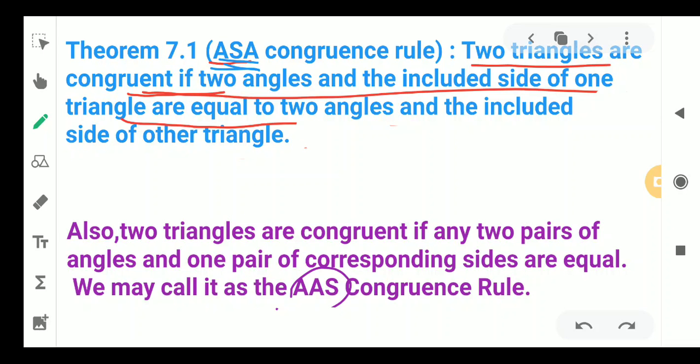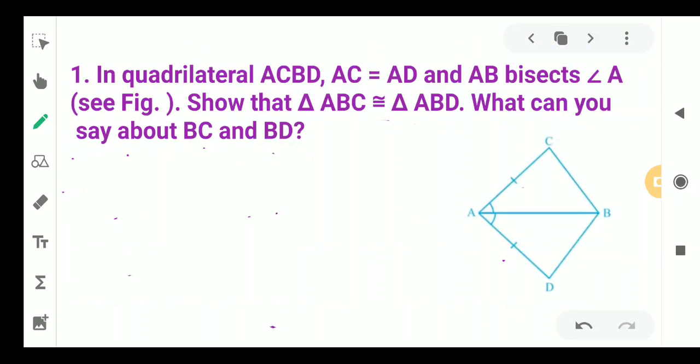Now, using these criteria, let me discuss some of the questions. First question is, in quadrilateral ACBD, AC equal to AD. It is given to us AB bisects angle A. It means that AB will divide angle A into two equal parts. Show that triangle ABC is congruent to triangle ABD.